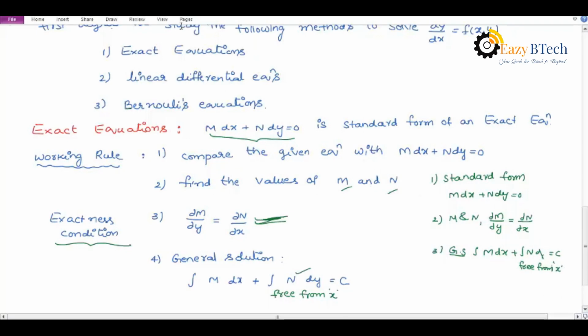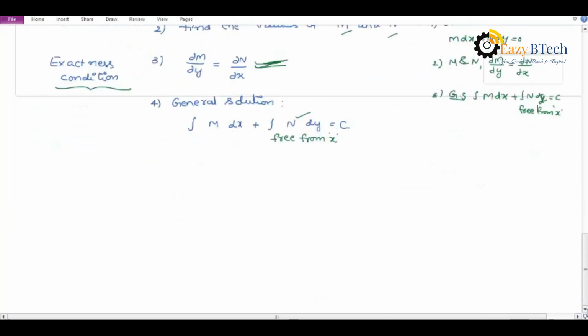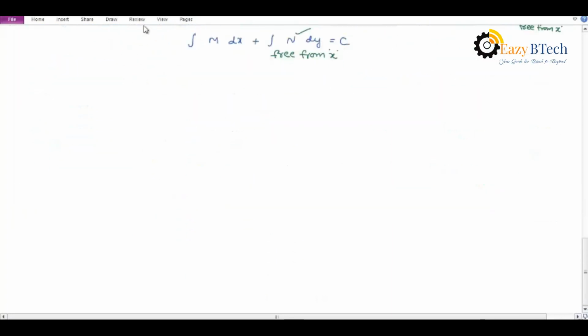The next one is the corresponding problem related to these steps. So now the problem about exact equations. Solve the first question here.